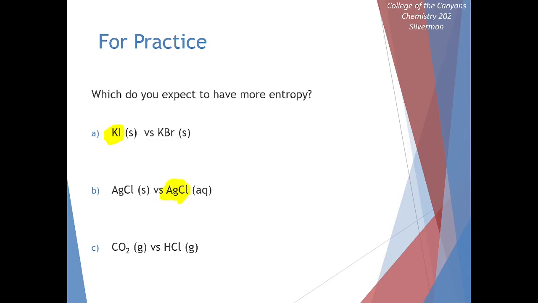Our last example, CO2 compared to HCl, these are both gases. Okay, let's try to look at one of our tiebreakers. Which molecule is bigger and more complex? Well, carbon dioxide has 3 atoms. It has a bigger molar mass. It's just a bigger molecule in general. It should have more entropy.